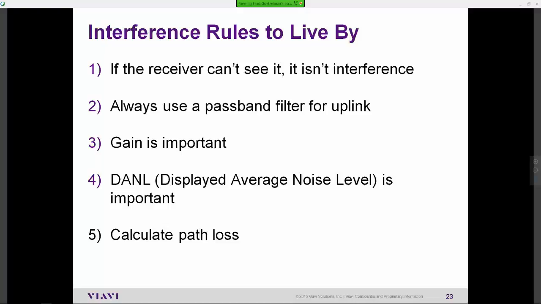And last is to calculate path loss, and we have more slides that will go into each one of these more in depth. But calculating path loss gets back to that, if the receiver can't see it, it is not interference. If you haven't done some very quick path loss calculations, you need to do that in order to determine if, in fact, that isn't the source before you start knocking on somebody's door and saying that they're creating a problem for you. It may not, in fact, be their source that's causing the problem.